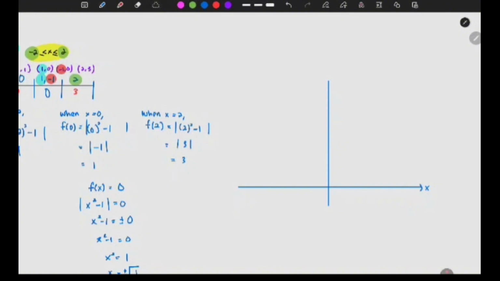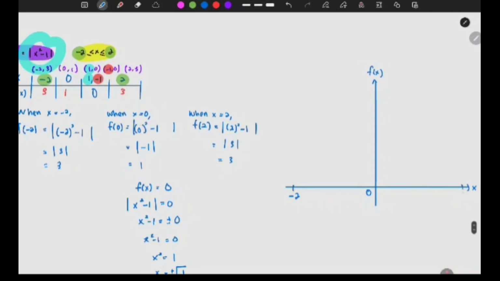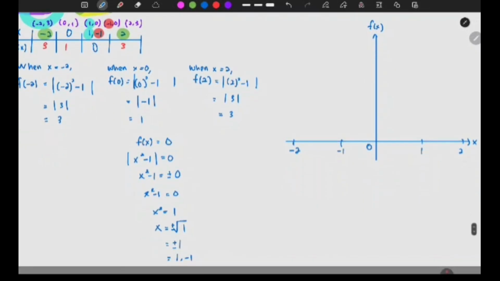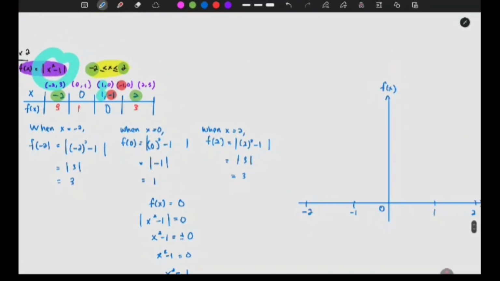Now let's label the coordinates, the scales. -2, 2, and there is -1, 1. Isn't it? There is both x values. And then for fx, there is 0, 1, and 3. So 1 and 3 is put on top. Now let's label the coordinate. So you have -2 and 3, so which is here.